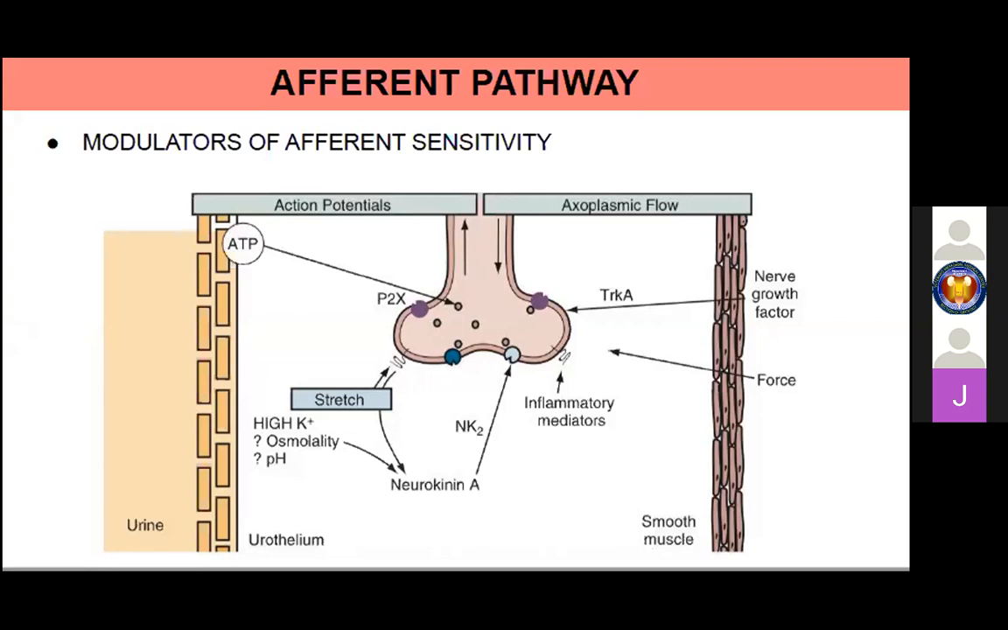This mechanism can also be induced by high urinary potassium concentrations and other sensitizing solutions within the bladder lumen, such as high osmolality or low pH, and they can also cause mechanical sensitivity endings to activate also. Next, please.